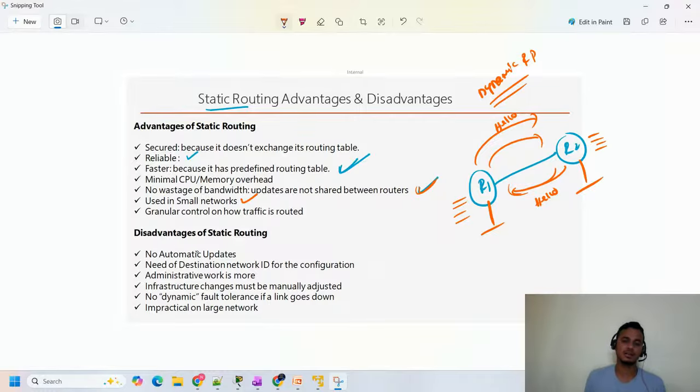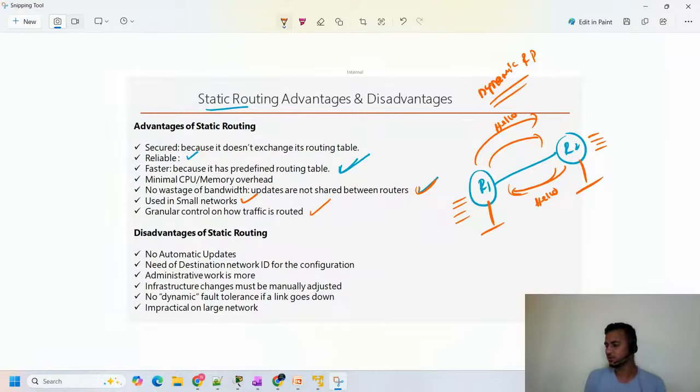Okay, granular control on how traffic is routed. So I told you, right? We have granular control here, because to whom we are going to communicate, we can decide ourselves. Whichever router we need to send the data to, towards that direction we can configure the static routes.